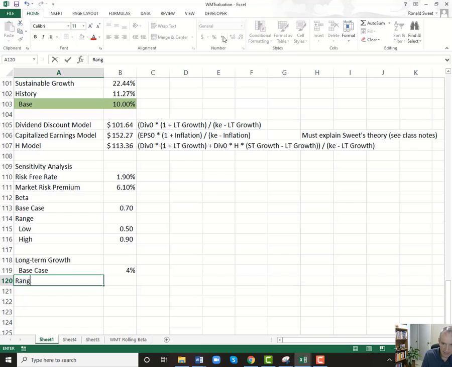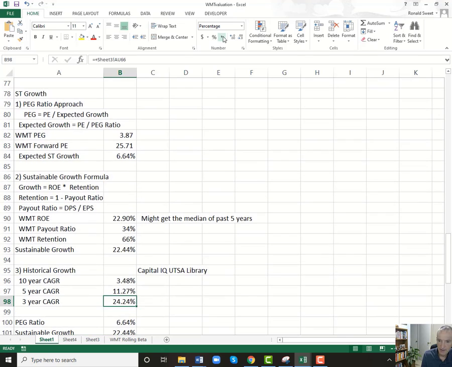Keep hitting the cap lock. So let's have a low of, boy, on this one, I don't know how low we go with Walmart. Let's say 1%. And a high, maybe, boy, we looked at the data before. Remember when we looked at their range of growth?